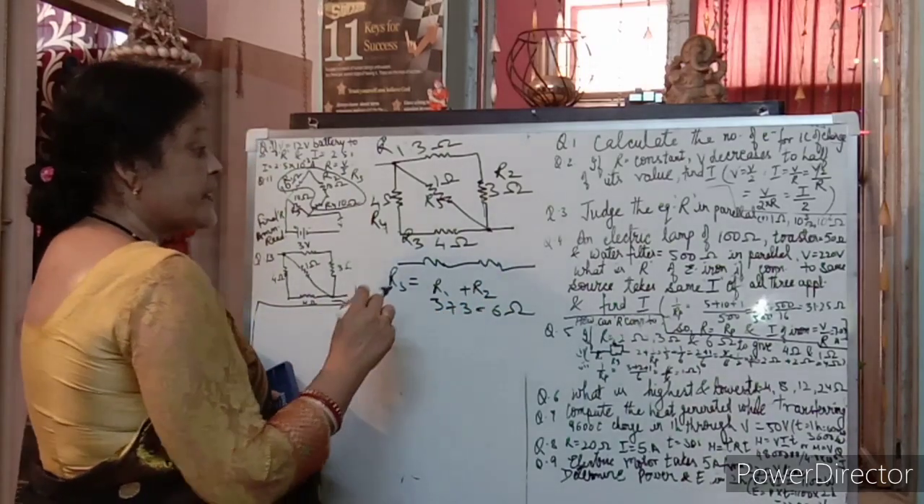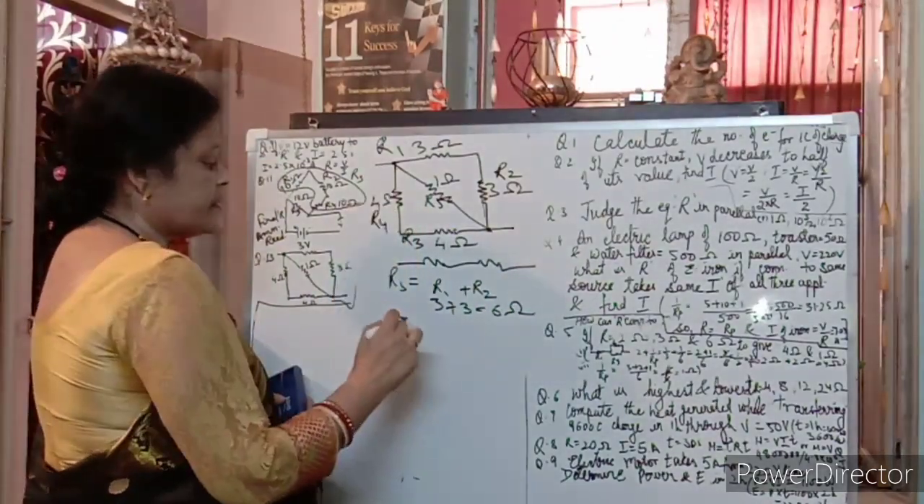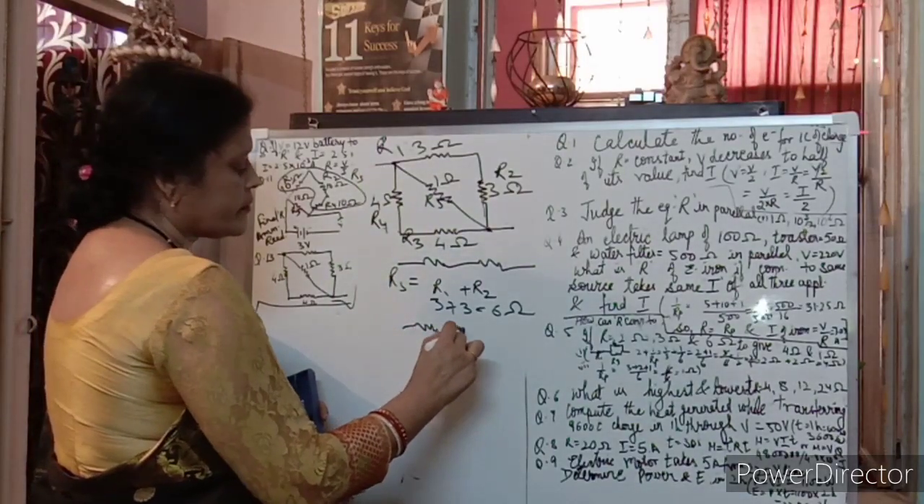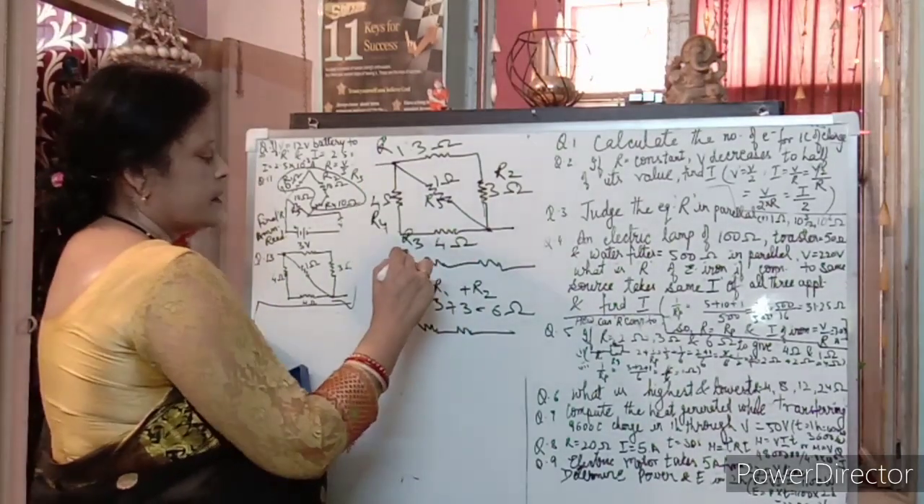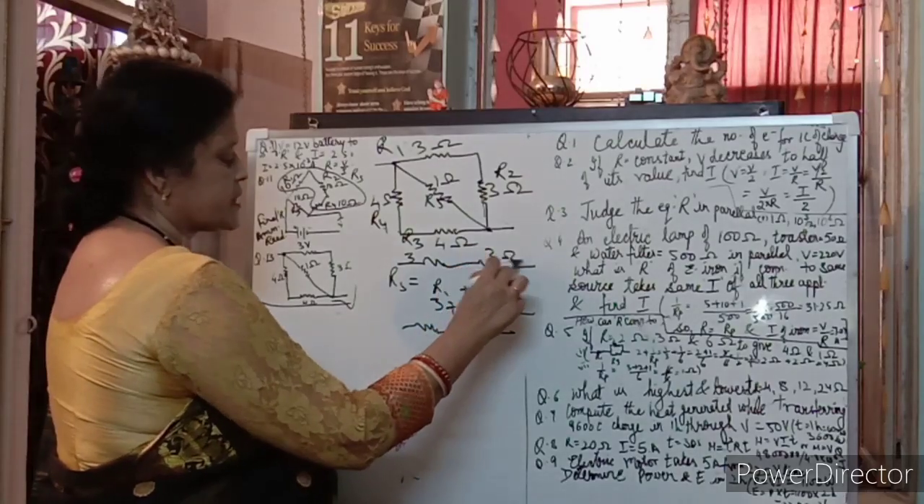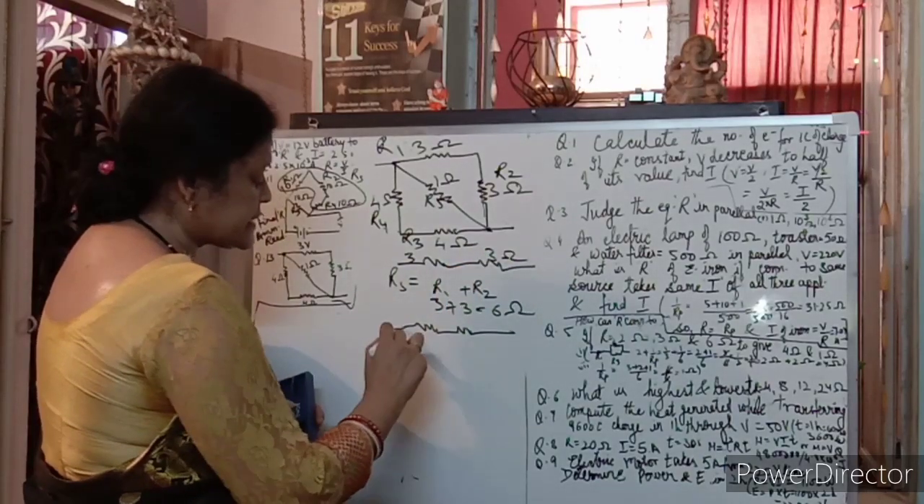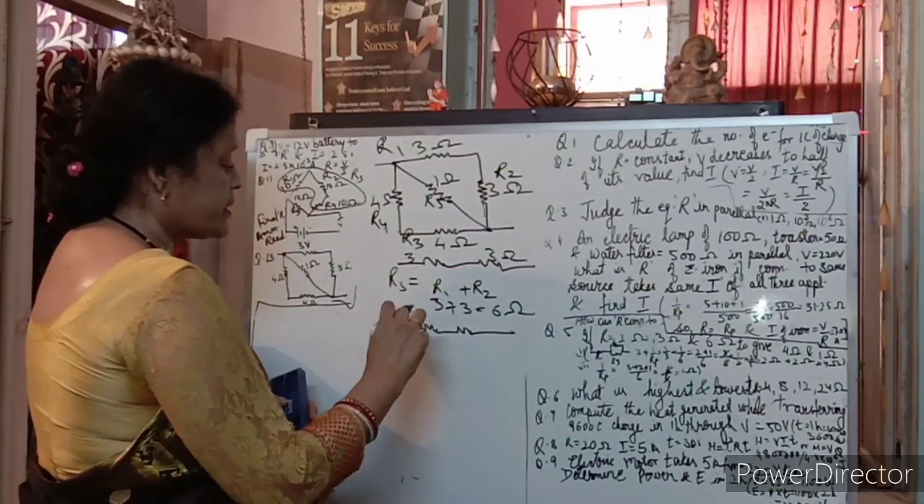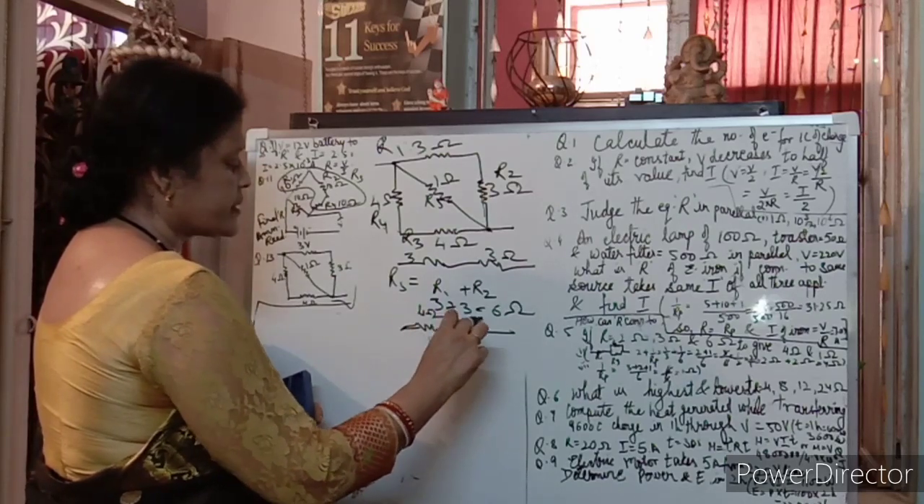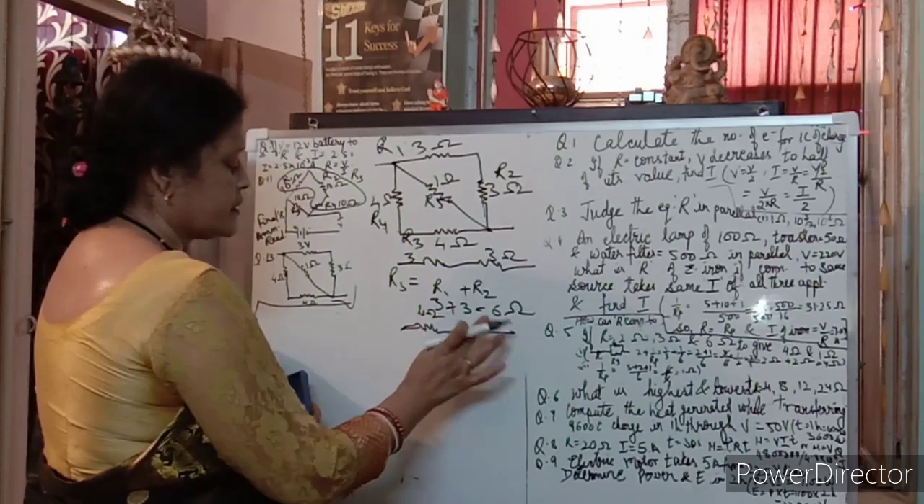Right student? Now we'll find this series. We'll open it again. 3 and 3 ohm, 6 ohm. Now again this is in series. But this is 4 ohm, and this is 4 ohm.